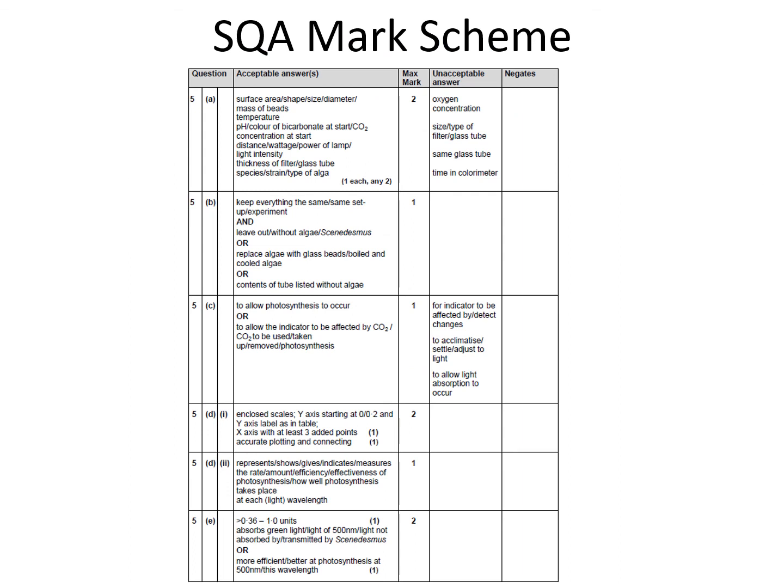Here's our mark scheme. Quite a big mark scheme because there's lots of alternates in lots of different places. And that's another one done.